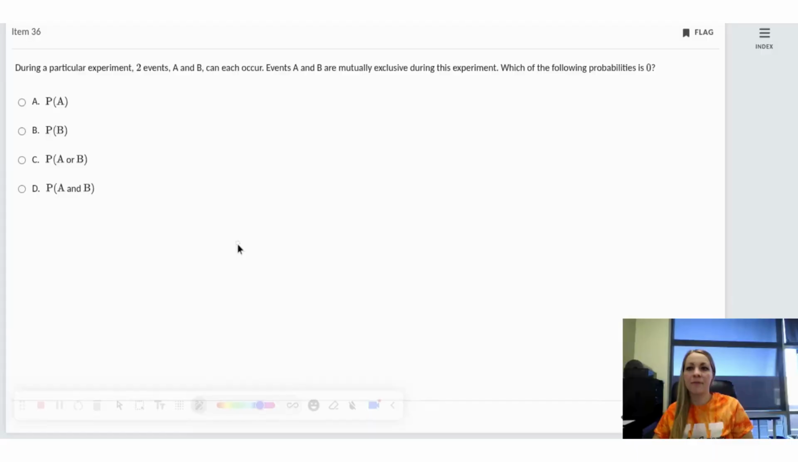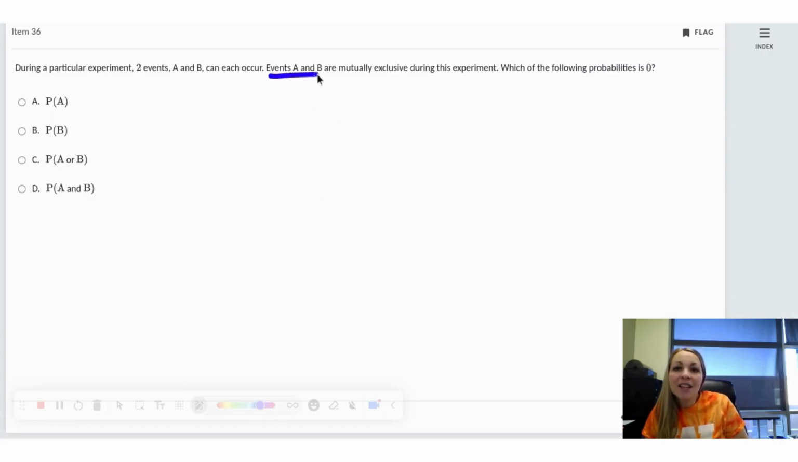Let's get started on questions 36 through 40. Question number 36. During a particular experiment, 2 events, A and B, can each occur. Events A and B are mutually exclusive during this experiment. Which of the following probabilities is 0?